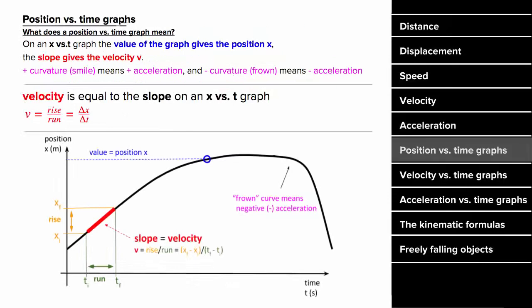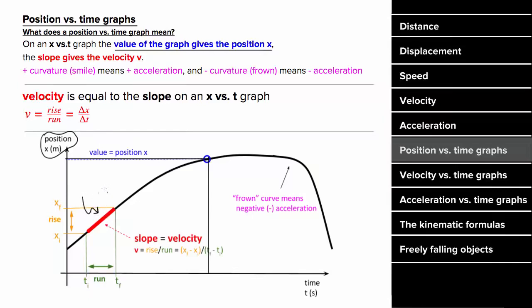How do you interpret a position versus time graph? Well, the value of the graph is giving you the position x. In other words, at some time t, if you measure the value of the graph on the vertical axis, that value is giving you the position at that time t. Why do we care about position versus time graphs? One reason we care is that the slope is going to equal the velocity of the object. So if you can determine the slope, you can find the velocity.